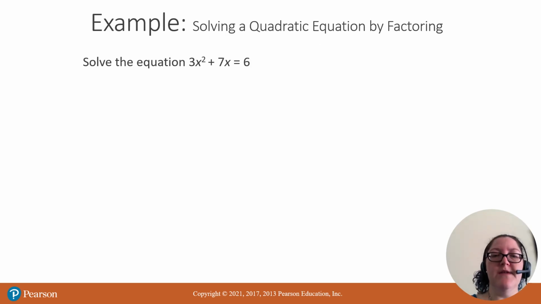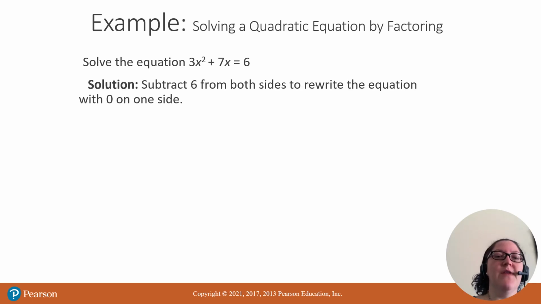So let's start by solving the following quadratic equation, and let's use factoring as our method. We have 3x squared plus 7x equals 6. Remind yourself that I started off by saying one side needs to equal 0. So we're going to start by subtracting 6 from both sides and rewrite the equation with 0 on one of the sides. That's going to give us 3x squared plus 7x minus 6 equals 0.